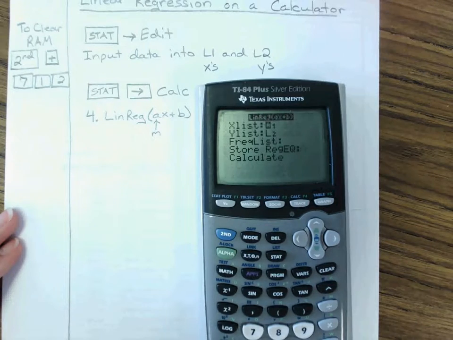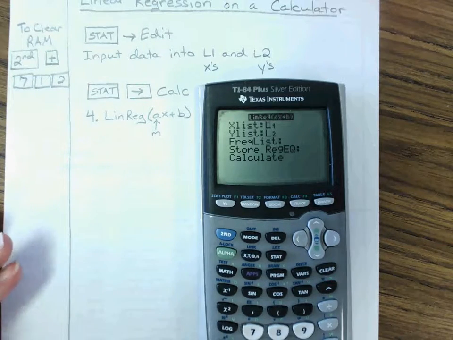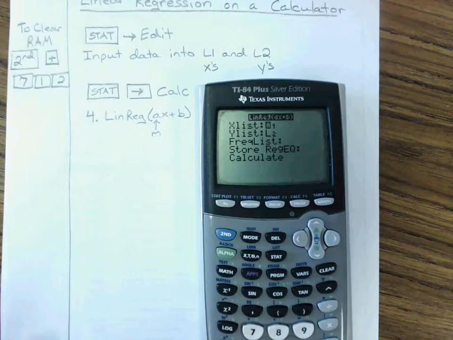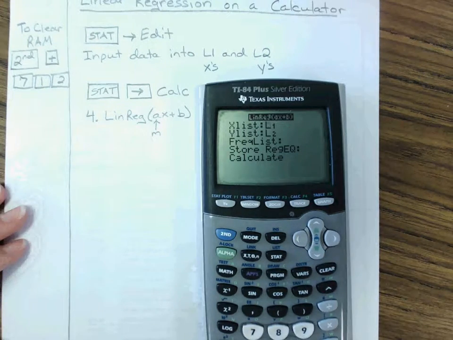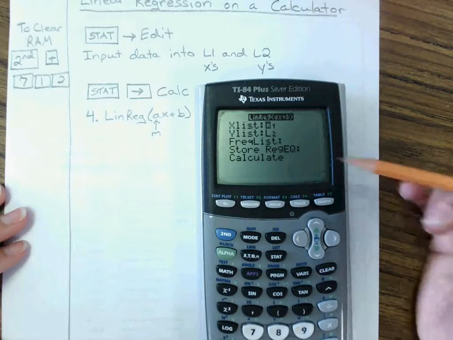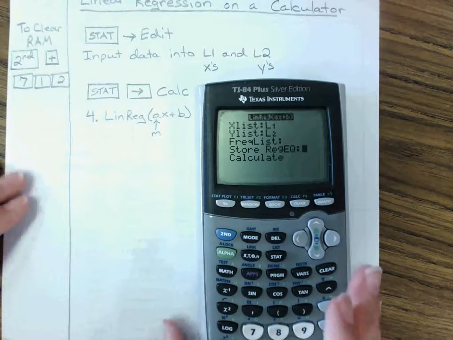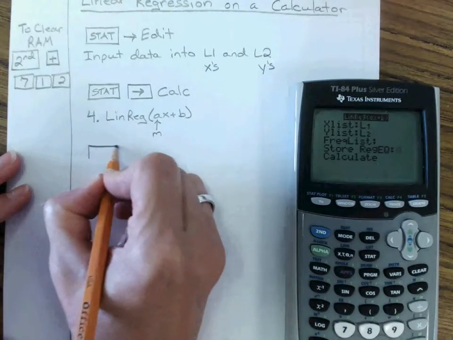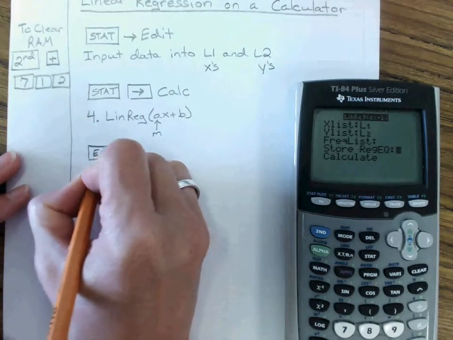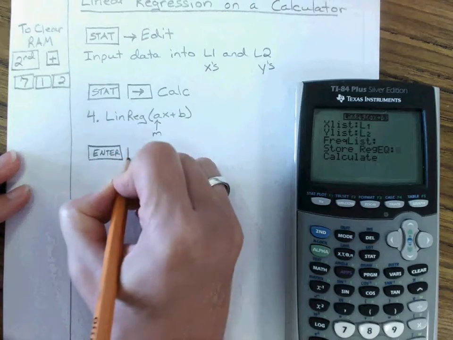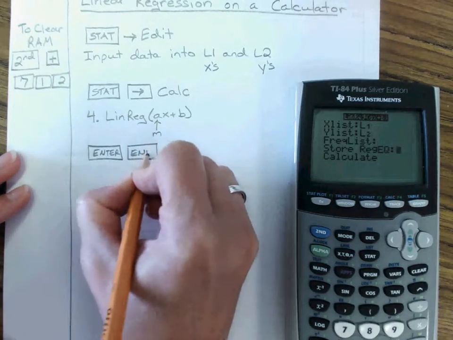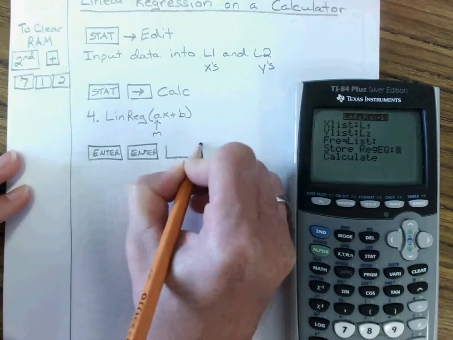Okay, now, from here, just to make it easier later on, I'm going to go ahead and show you how to get the calculator to store your equation for you. So this is a good habit to get in. So from here, you're going to enter 3 times so that your cursor goes down to store regression equation. So we're going to go enter, enter, enter. So let's go ahead and write that down. I'm going to go enter, enter, and enter.